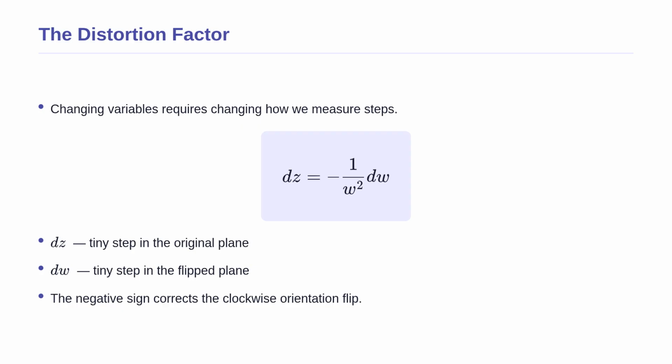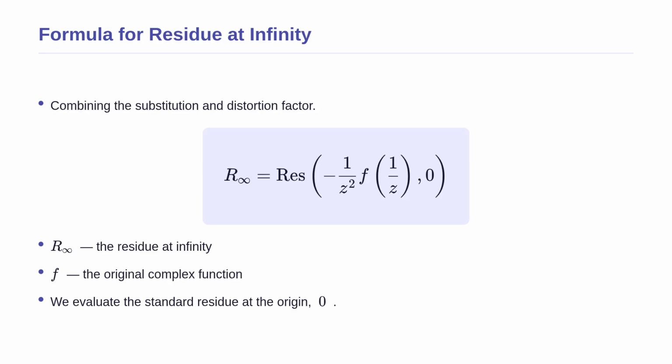It mathematically corrects the flip in orientation we saw on the Riemann sphere, ensuring we are still measuring our contour integral in the correct standard counterclockwise direction. By plugging our substitution and its derivative back into the standard definition of a residue, we get a concrete formula for the residue at infinity. Conceptually, to find what happens infinitely far away, we flip the universe inside out, multiply by a distortion factor, and measure the leftover value at the center.